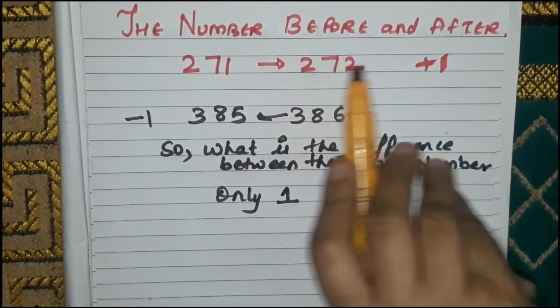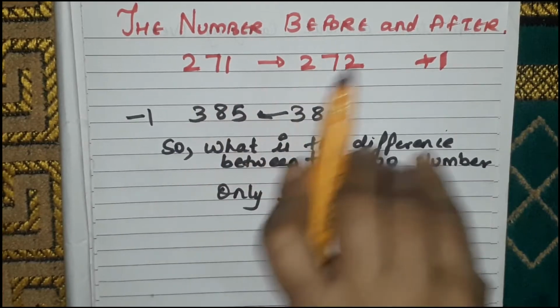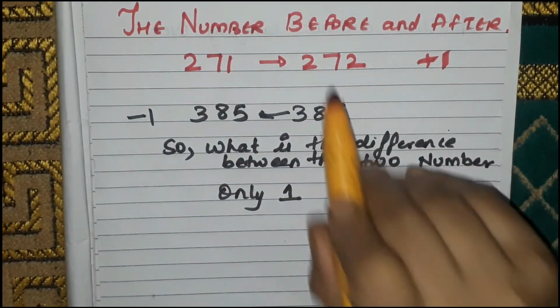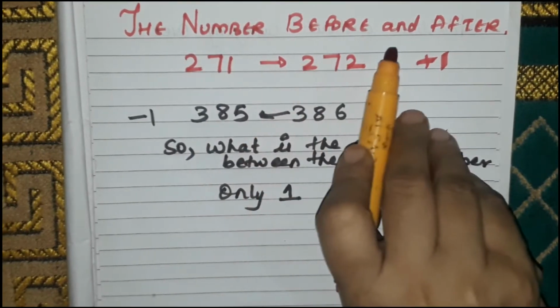The number before and after. Now we will see the number before. Before means pehle ke number and after means baad wale number. So we will see the before and after number. How will we take out the before and after number?